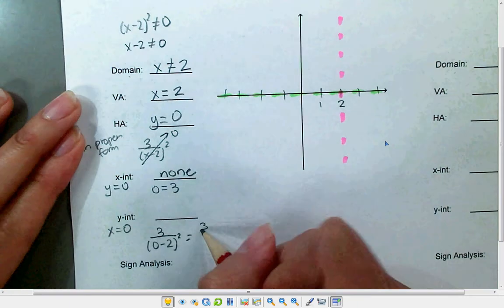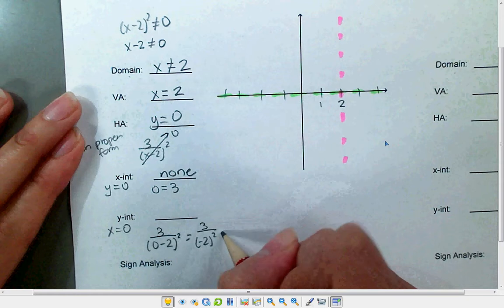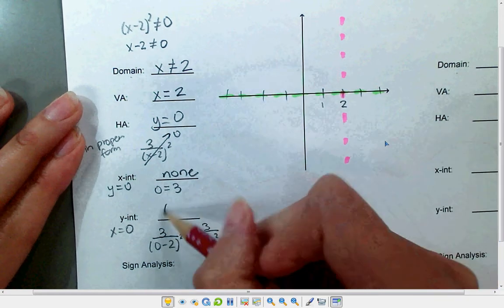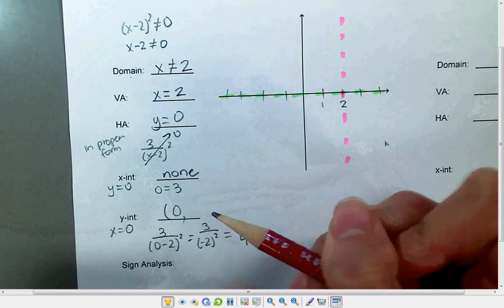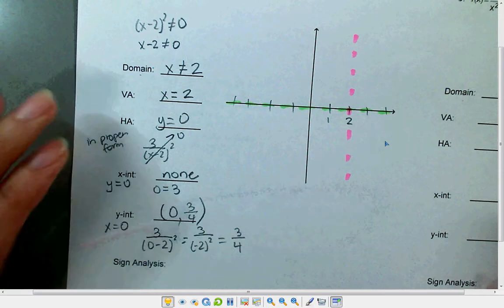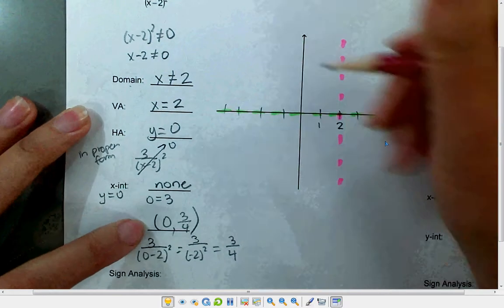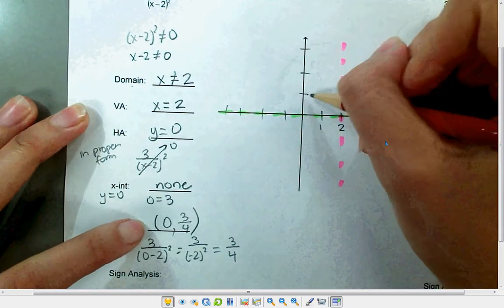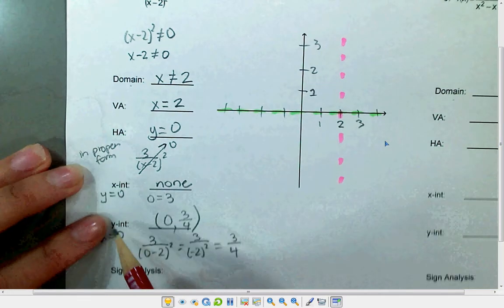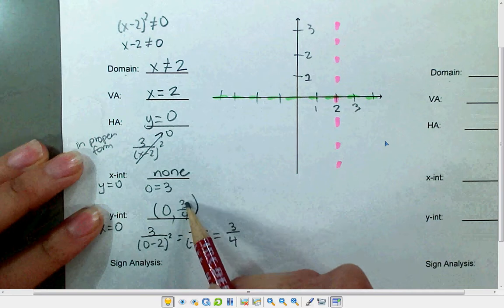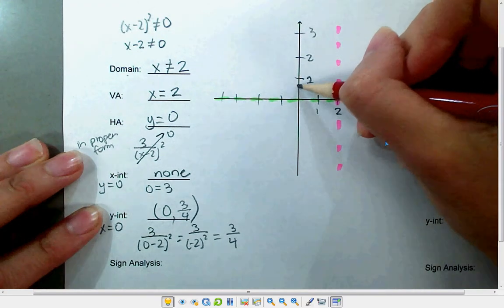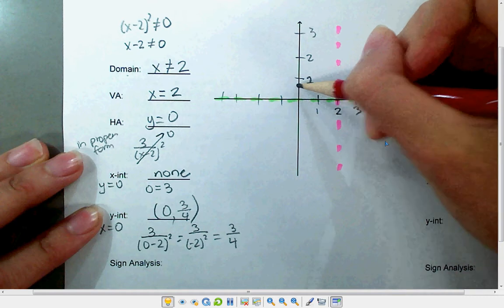And that gives me 3 over negative 2 squared. Negative 2 times negative 2 is 4. So I have x value is 0, my y value is 3/4. And this is going to be a point I'm going to plot. So let me draw my y's. So if my y-intercept is at 0, 3/4, 3/4 is a fraction slightly less than 1, so I'm going to just draw a point right here that's a little bit less than 1 between the 0 and the 1.